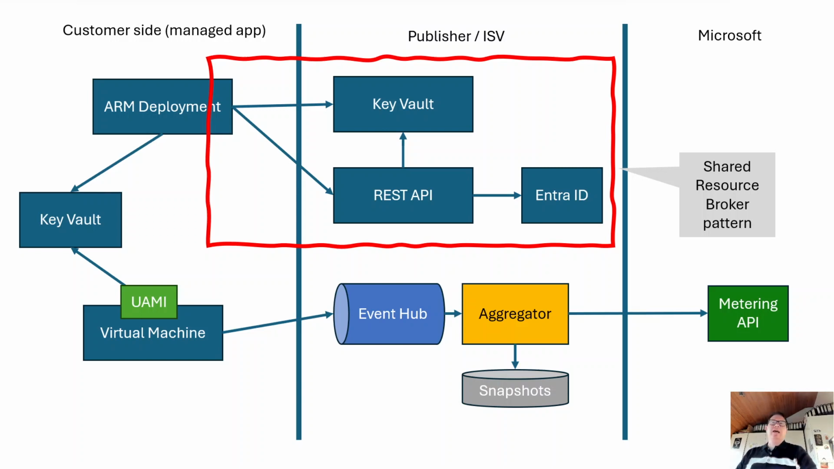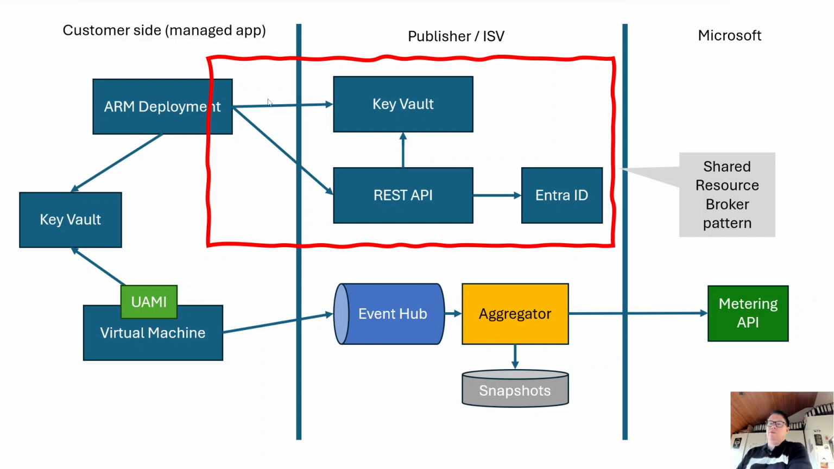Okay, so in the last session we looked into the architecture, right? So we understood there is a shared resource broker pattern. And when we look at the organizational boundary between the customer side and the publisher side, we see three arrows going from the left to the middle, right? We see the ARM deployment interacting with Key Vault and with a REST API.